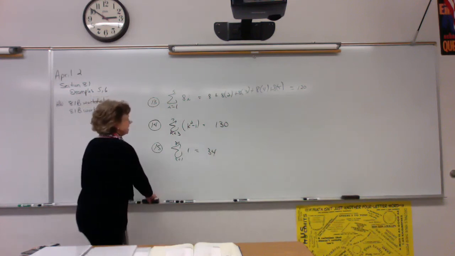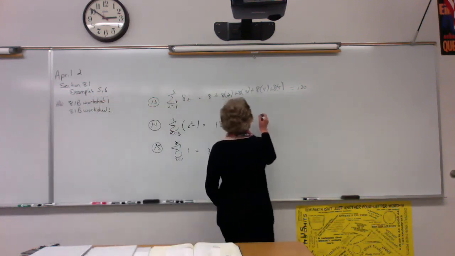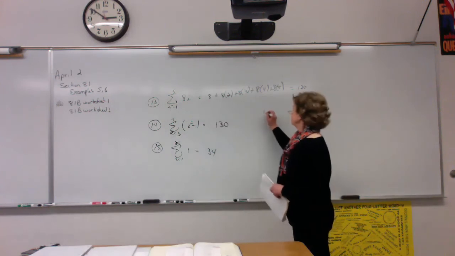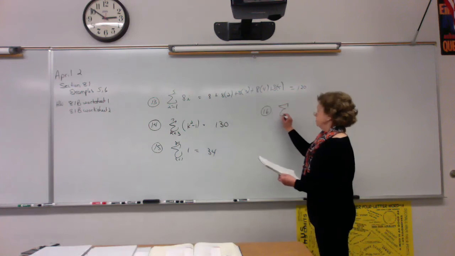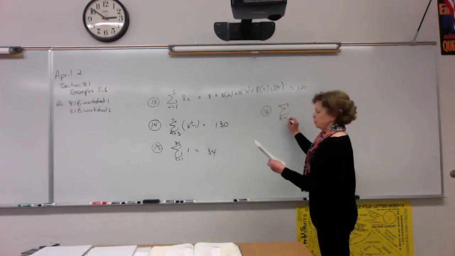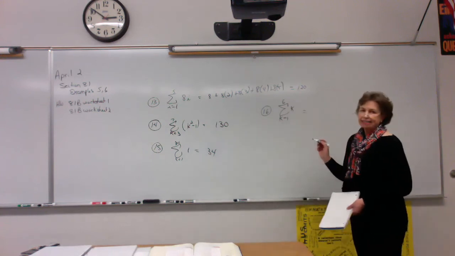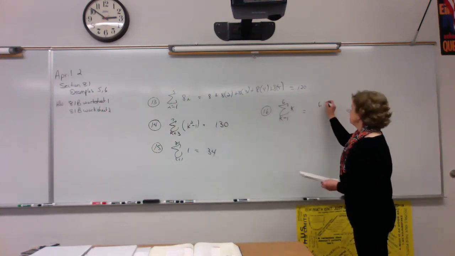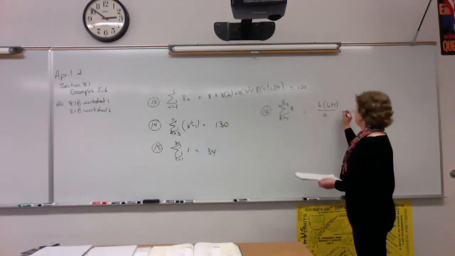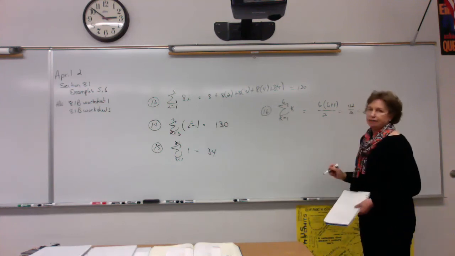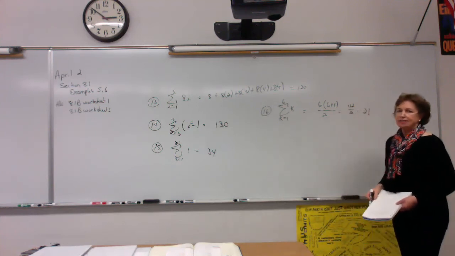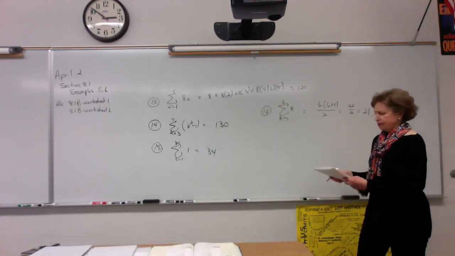If I'm looking at 16, it was the summation for k equals 1 to 6 of k. Well, that's Gauss's favorite one, so that's going to be 6 times 6 plus 1, n times n plus 1, divided by 2. So 42 divided by 2, or 21. A whole lot easier even than using your calculator to calculate.